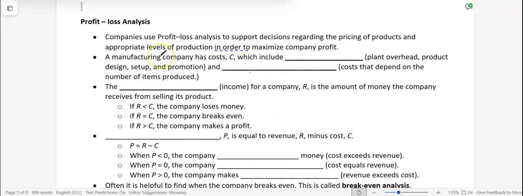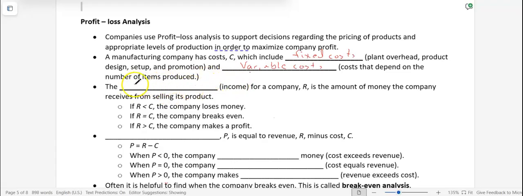Profit loss analysis. Companies use profit and loss analysis to support decisions regarding the pricing of products and appropriate levels of production in order to maximize company profit. A manufacturing company has costs C, which include fixed costs, like plant overhead, product design, setup, and promotion, and variable costs, costs that depend on the number of items produced.